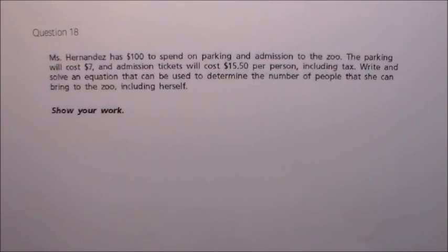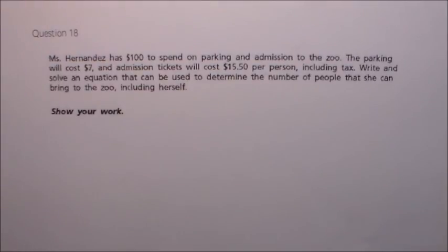And now, question 18. Ms. Hernandez has $100 to spend on parking and admission to the zoo. The parking will cost $7 and admission tickets will cost $15.50 per person, including tax. Write and solve an equation that can be used to determine the number of people that she can bring to the zoo, including herself. Okay.